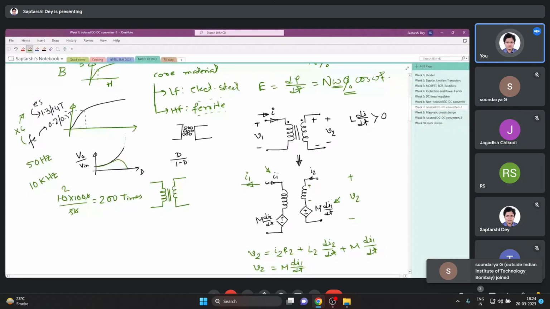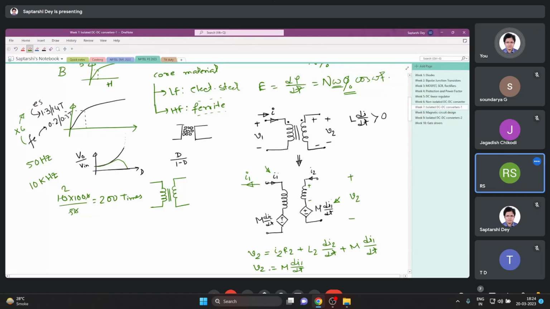Now if you have a pure resistive load on the secondary, the difference is 90 degrees. So I2 lags I1 by 90 degrees. And then if you have other loads, that depends on the load power factor.